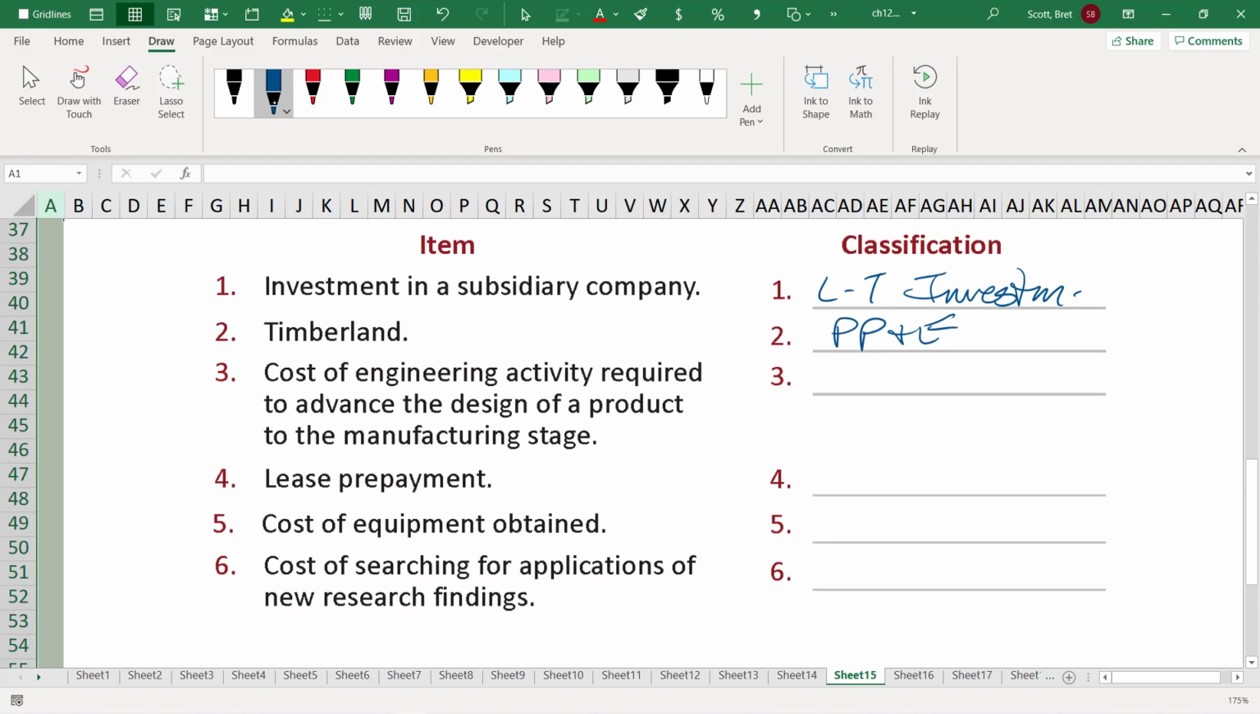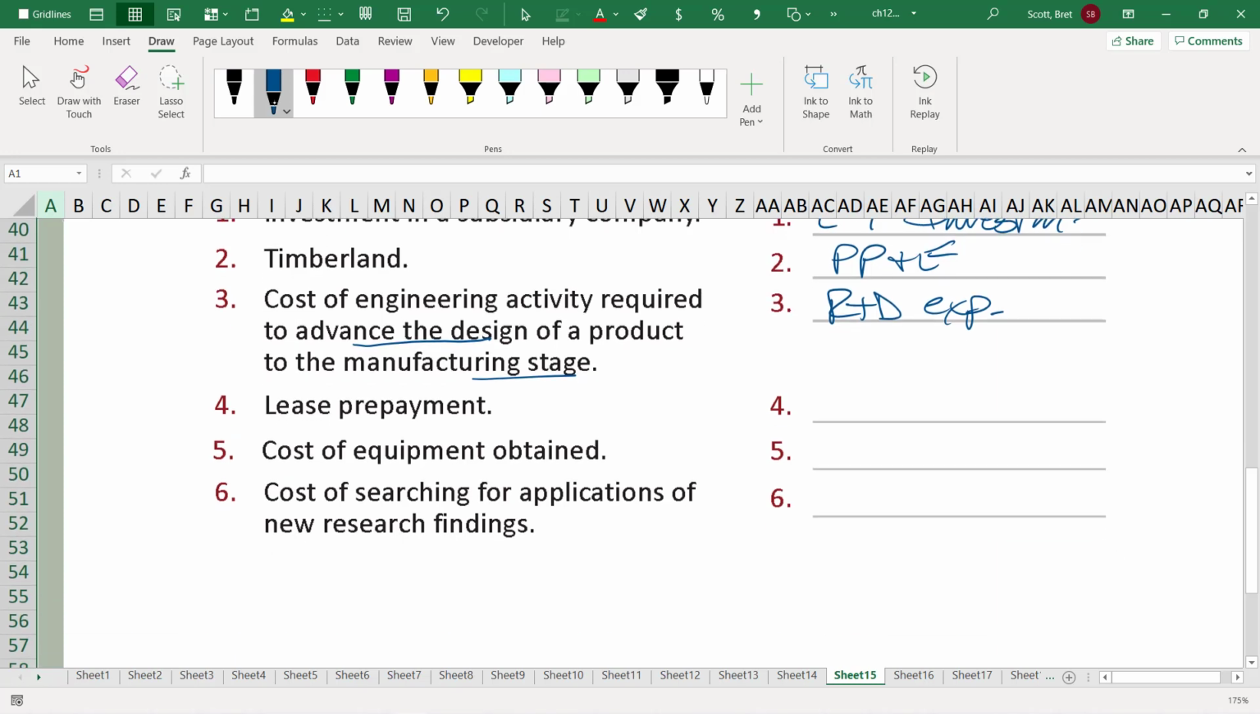Cost of engineering activity required to advance the design, key phrase there, of a product to the manufacturing stage. Cost of engineering. Now, this basically sounds like R&D. So if it's R&D, think expense. R&D means expense. There's no R&D asset. A lease prepayment. A lot of you know what that is, prepaid rent.